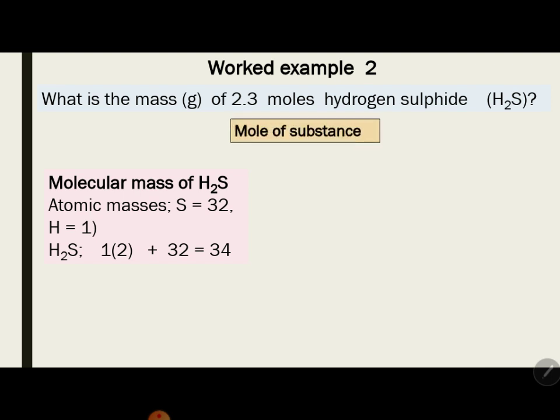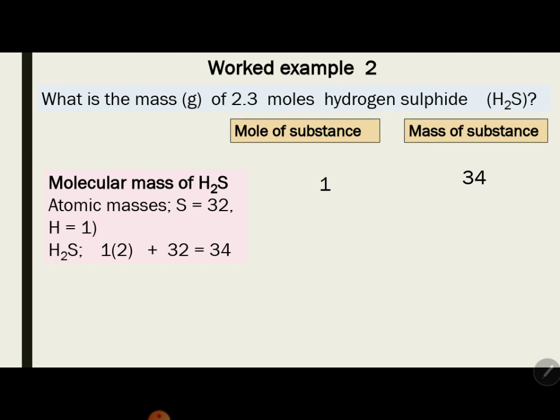Now make two columns, moles of the substance and mass of the substance. Follow the same procedure as for example number 1. For the first line of data always write 1 in the first column and in the second column write the molecular mass of the substance, which is 34 in this case.